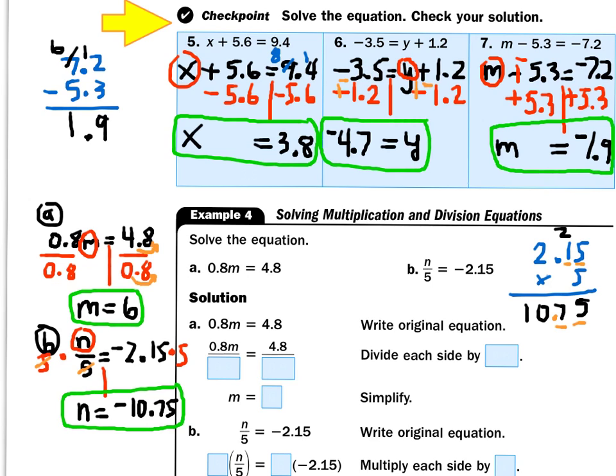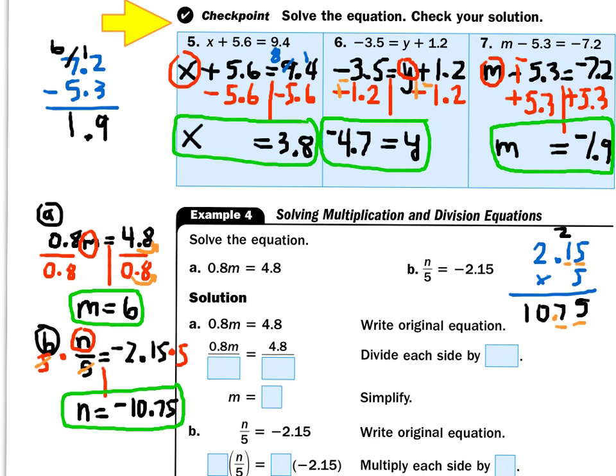They add together to give me negative 4.7. I let the equal sign slide down, I let the y slide down, and of course positive 1.2 plus negative 1.2 destroy each other. They become 0. Take a look at number 7.